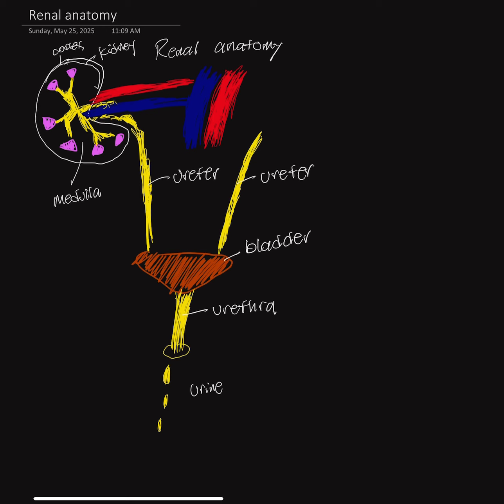The kidney also receives blood supply from the abdominal aorta, which I don't think you really need to know, but it's just good to have. This is the renal artery. And this is the renal vein. And they're both pretty important because they divide into some smaller vessels, which I'll go into later.